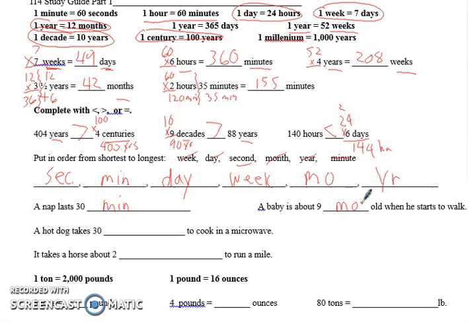Hot dog takes 30 blank to cook in a microwave. Thank goodness it's seconds, or else we'd be waiting all the time. It takes a horse about 2 blank to run a mile. So this is like the Kentucky Derby, if you ever watch horses on TV.